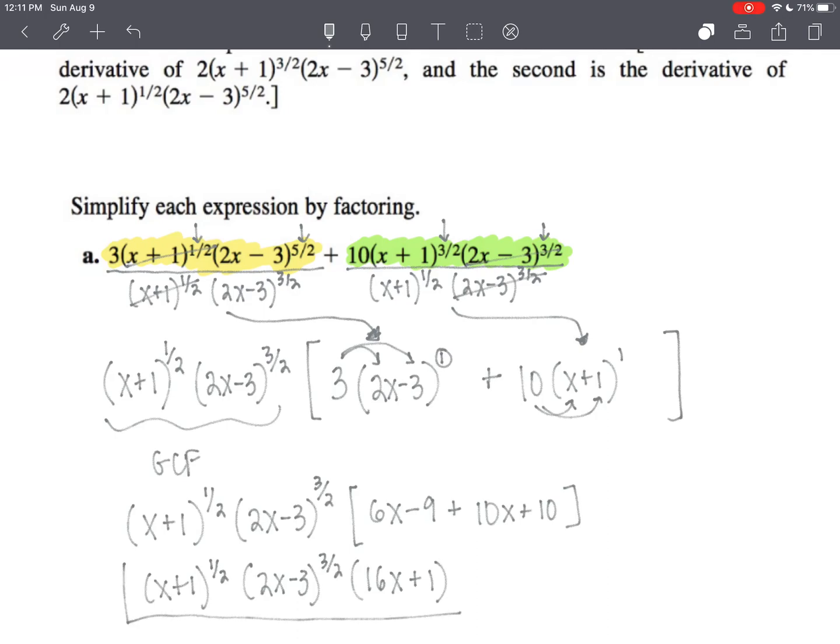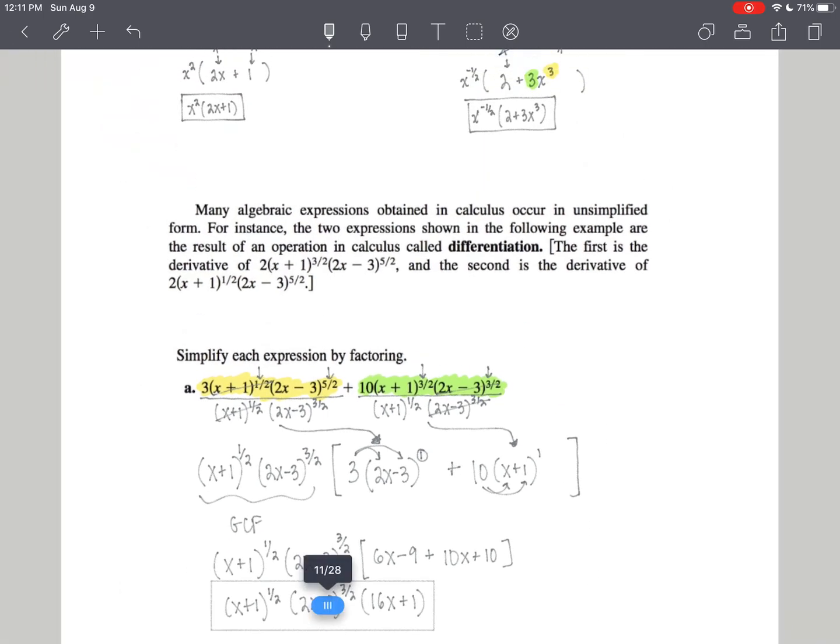I'm going to box it. I'm going to make it a perfect box because that's how I roll. And there's our answer. So let's try another one of these.